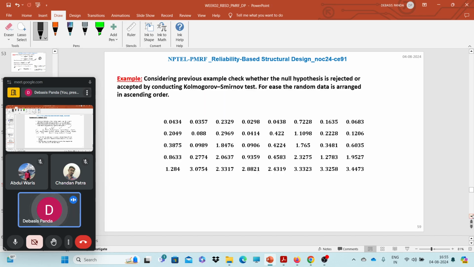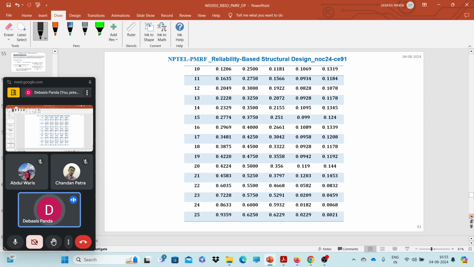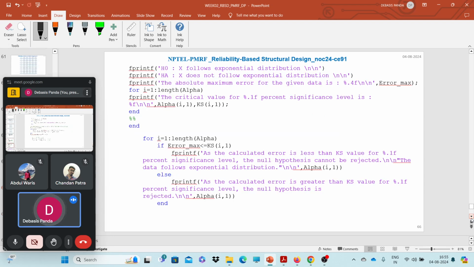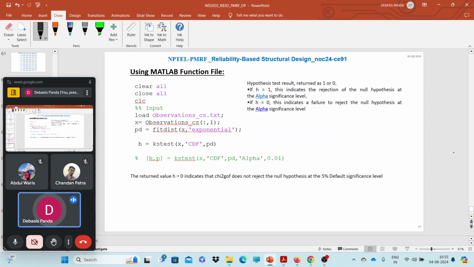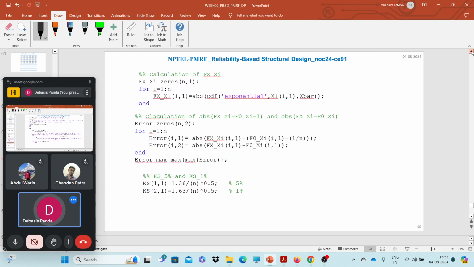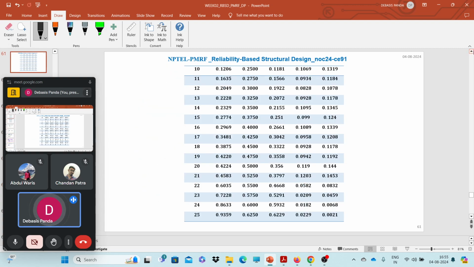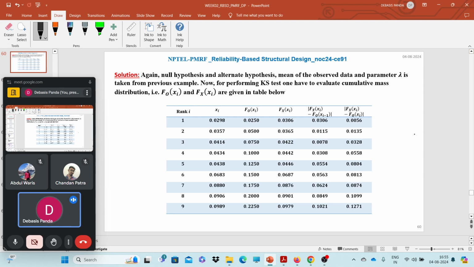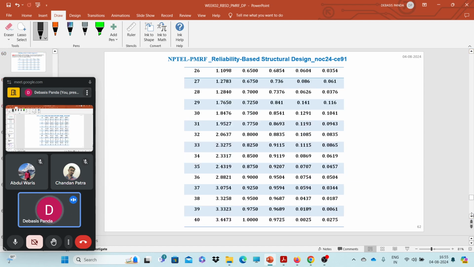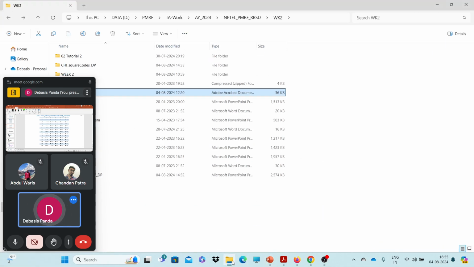Here I have added one data set for the KS test along with the MATLAB code. This test actually cannot be performed by hand. For 40 data points, you would need to calculate 40 times, so it would be quite difficult to solve by hand, but in MATLAB we can easily solve it. If I show you the MATLAB code, it will become clearer.